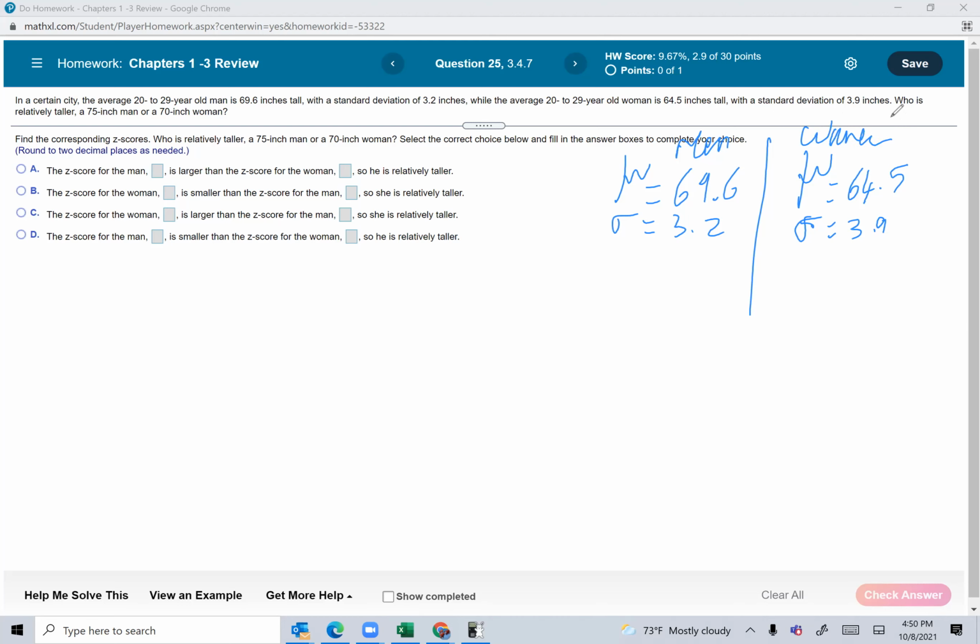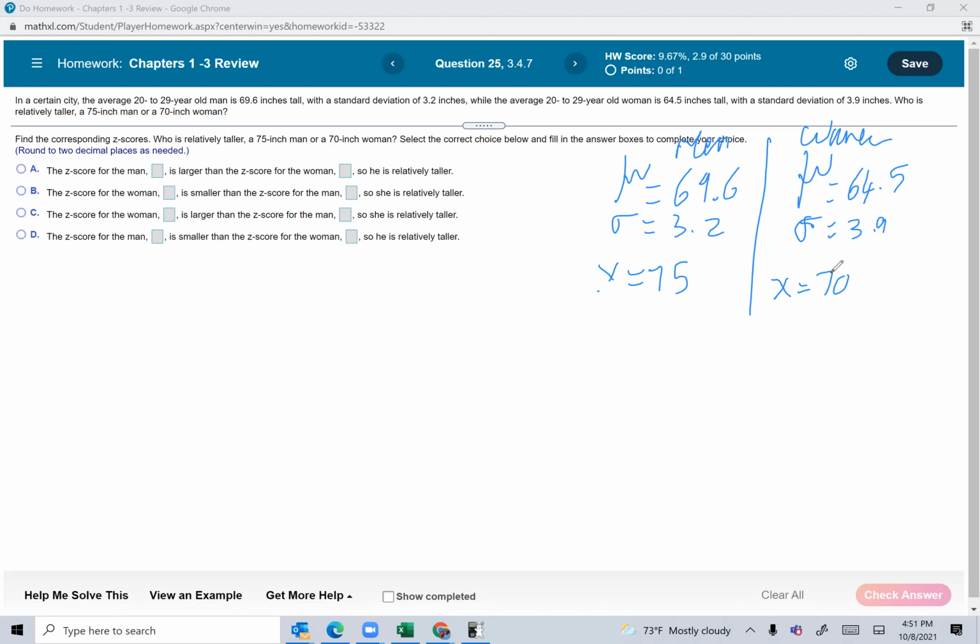Who is relatively taller, a 75-inch man or a 70-inch woman? You cannot say it is the man who is taller because he's more than 70. It has to be compared to their own group. So if someone has an ACT score of 21 and another one has an SAT score of 500, who did better? I can't say the 500, because the criteria is different for each one.